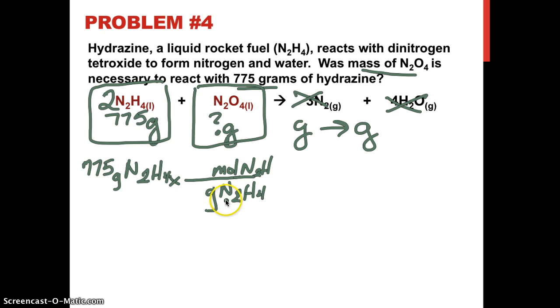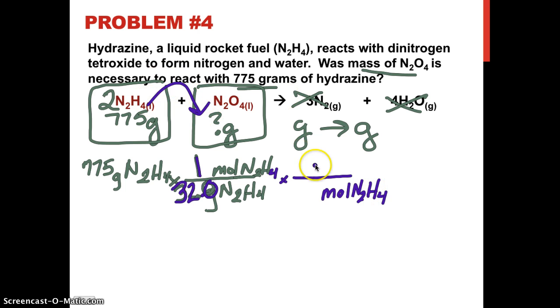So I have 2 nitrogens at 14 apiece, that's 28, plus 4 is 32. So I've got 32 grams of hydrazine for every 1 mole of hydrazine. 32 grams of hydrazine to 1 mole of hydrazine. Now, I have to plug in my mole ratio. My mole ratio is going to take me from moles of hydrazine, I'm going to get rid of that, and I'm going to bridge to dinitrogen tetroxide right here.